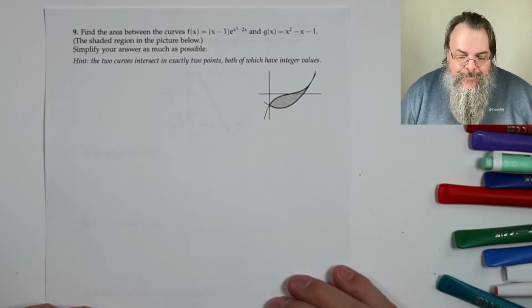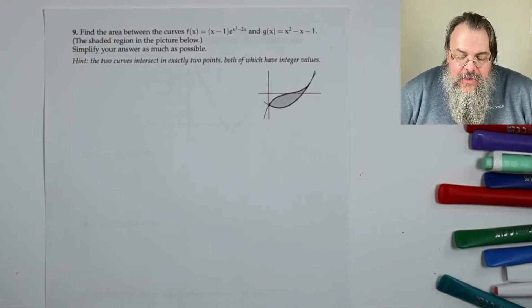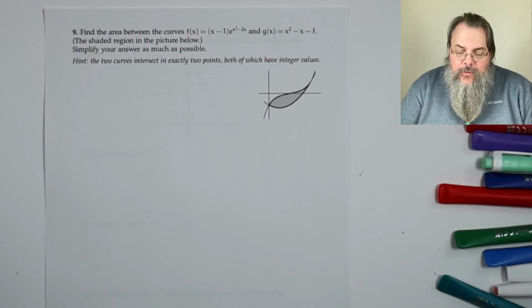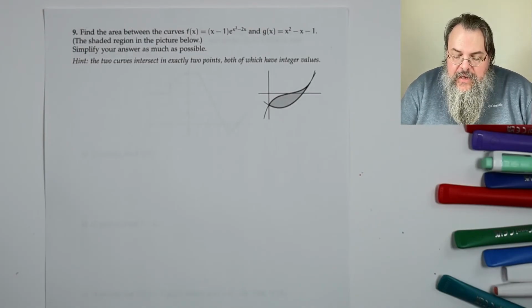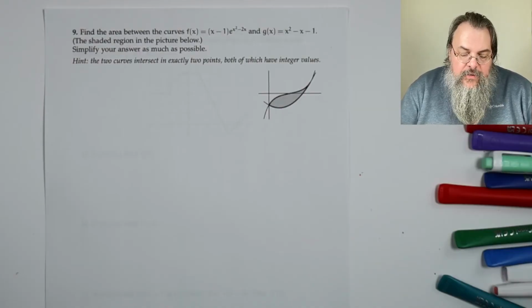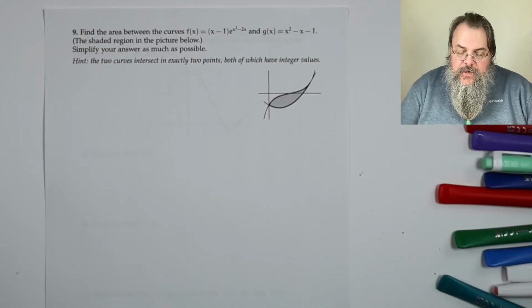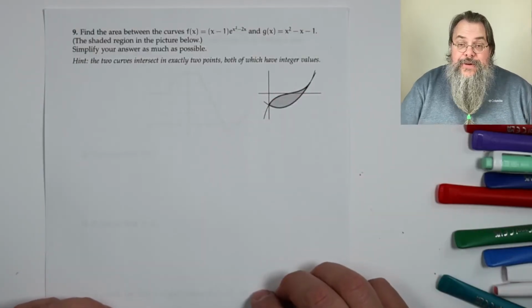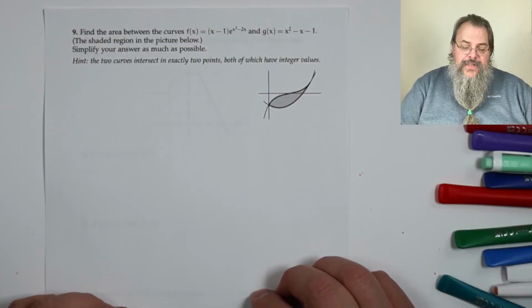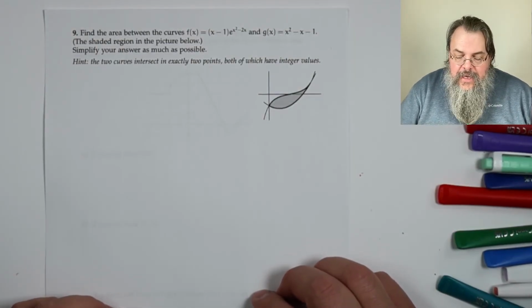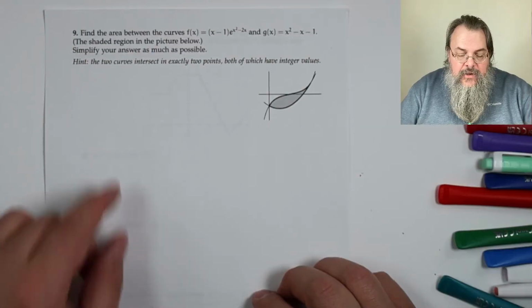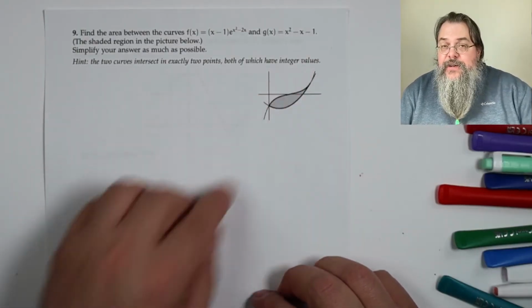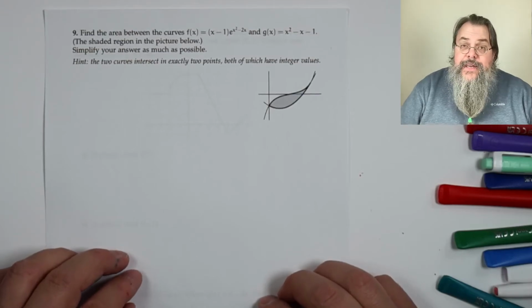Number 9. Find the area between the curves f of x equals x minus 1, e to the x squared minus 2x, and g of x equals x squared minus x minus 1, the shaded region in the picture below. Okay, so here's our picture. Simplify your answer as much as possible. Hint: the two curves intersect in exactly two points, both of which have integer values. Well, that'll make it easy.